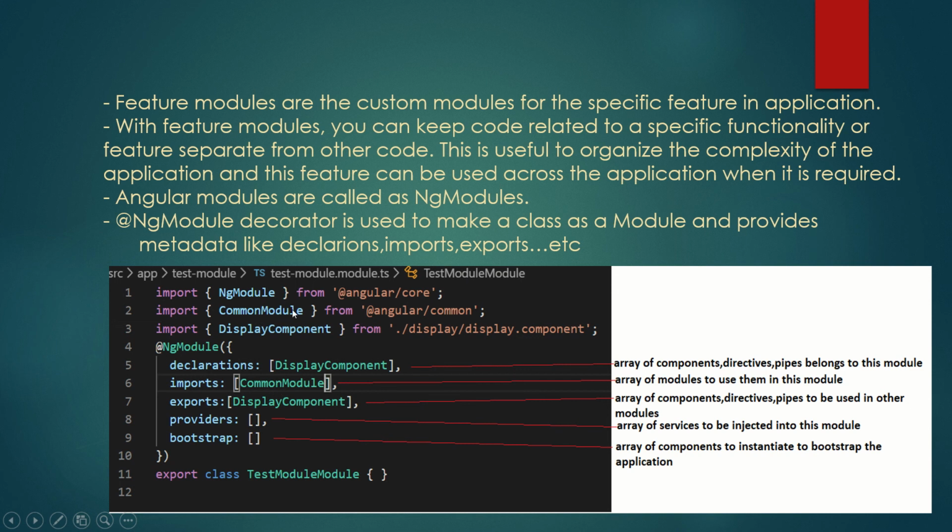Here CommonModule is imported from the common package and specified in the imports array. Any feature or functionality related to this CommonModule can be used in this feature module. Exports array: if any component, directive or pipe belonging to this feature module needs to be used by other modules, then it should be specified in the exports array.